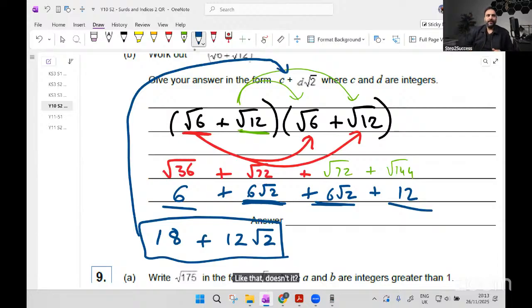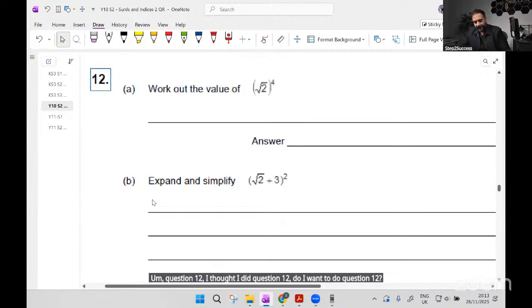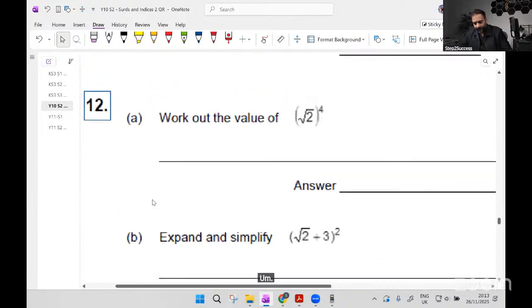Something plus something root 2. Question 12. I thought I did question 12. Did I do question 12? No, I didn't. Okay, work out the value of this.